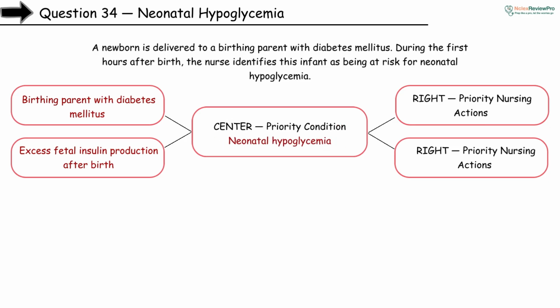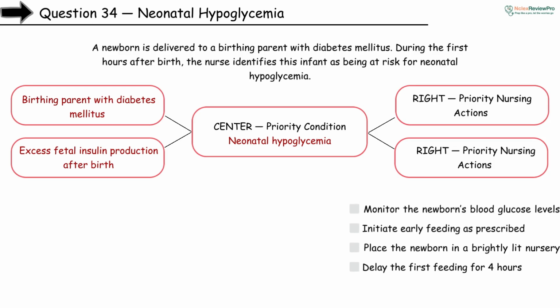Now the center. The priority condition is neonatal hypoglycemia. This is one of the most tested newborn complications. Now the right side, priority nursing actions. Take a look at the options.